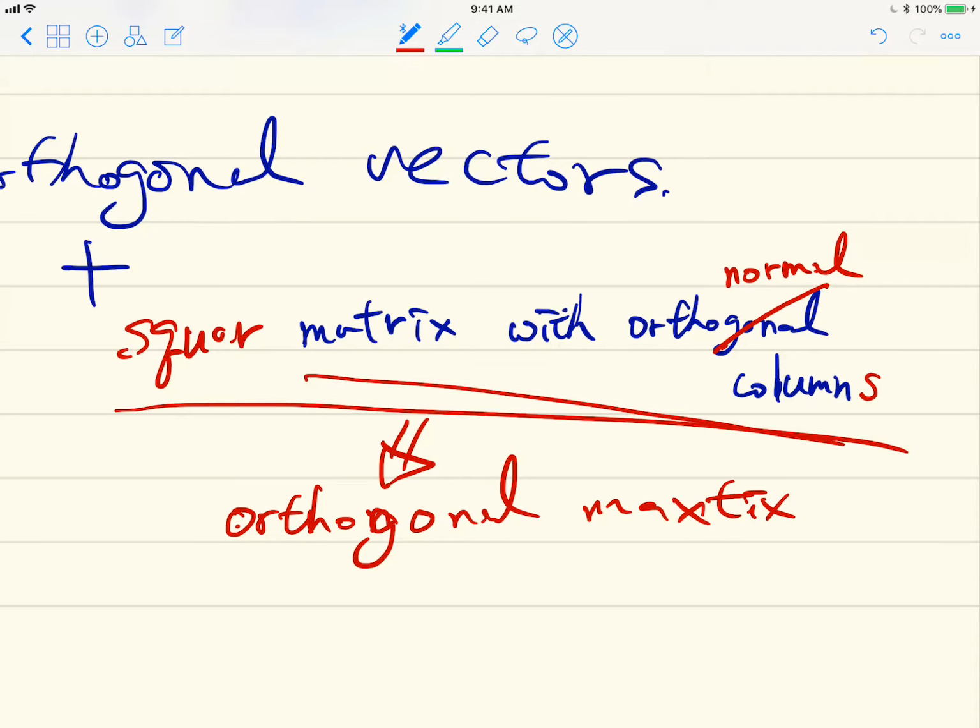So why is it not called the orthonormal matrix? I don't know. It's just the definition. Okay.